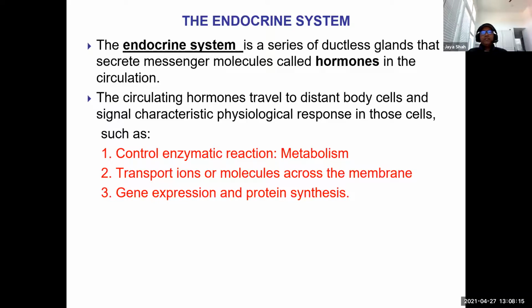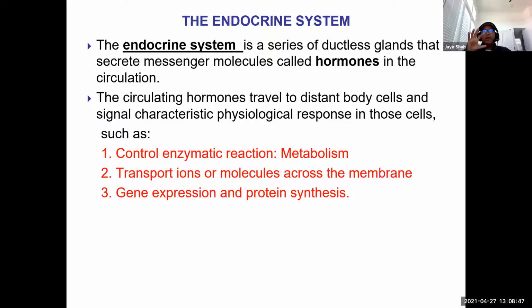The endocrine system is a series of ductless glands that secrete messenger molecules called hormones into the circulation, meaning into the blood circulation. The circulating hormone then travels to the distant cell and binds with the target cells, which produces a signal characterized by a physiological response. When they bind, they produce a particular physiological response inside the cell.